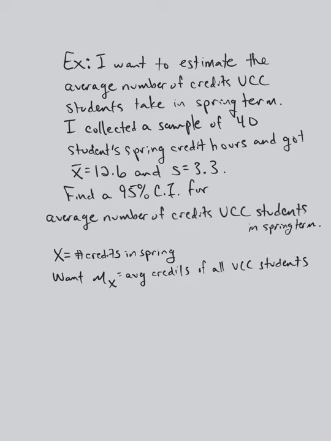Okay, my data set came from a few different spring terms. And so I computed this X bar from that data set, and I got 12.6 credits. And the idea is that should be pretty close to what I'm trying to get. So what do I want to do? I want to compute a 95% confidence interval for mu.